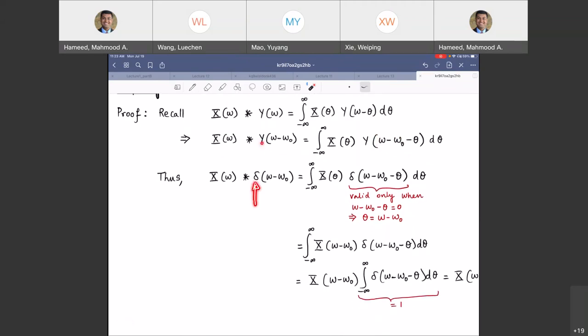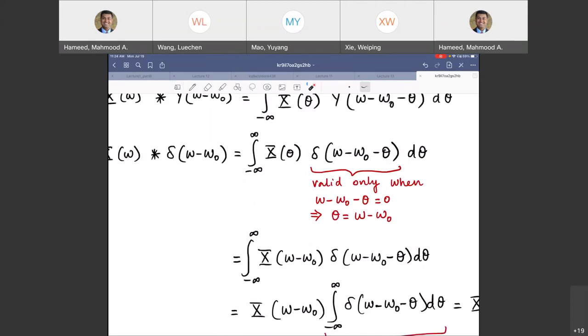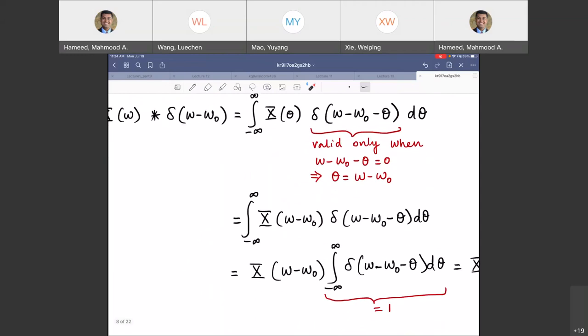Instead of Y, you use the delta function. If you have a delta function over there, you just replace Y with the delta function over here. If you do that, this delta function is only going to be valid when omega minus omega naught minus theta equals zero, which means that theta should equal omega minus omega naught. That's the only time it is valid, which means because I'm multiplying with a function that depends on theta, I need to evaluate that function at omega minus omega naught and then integrate it. And when I do, the impulse will be included in that and will go to one. So omega minus omega naught goes there. You have X being evaluated at that.